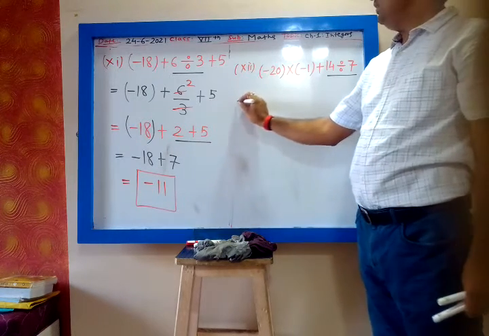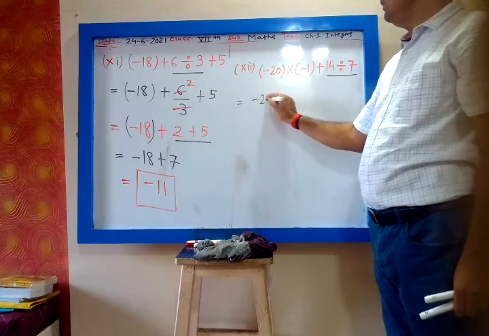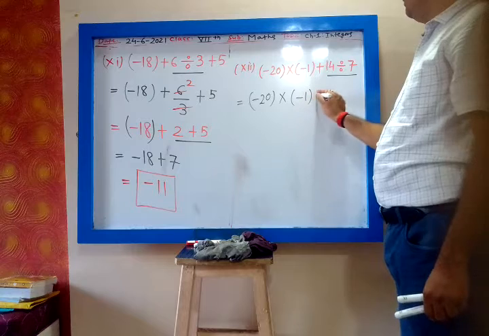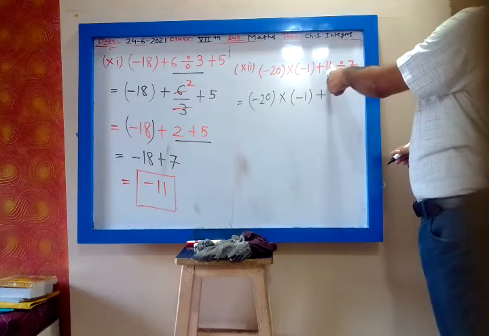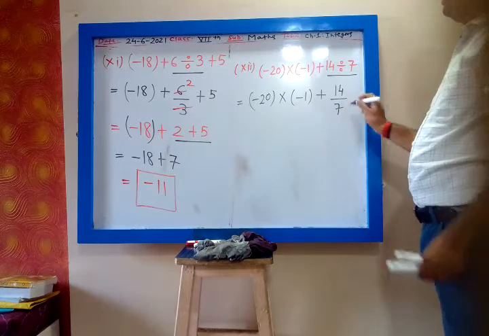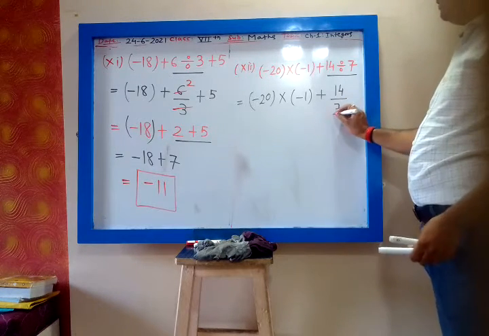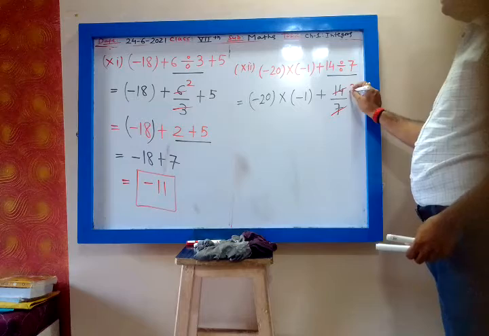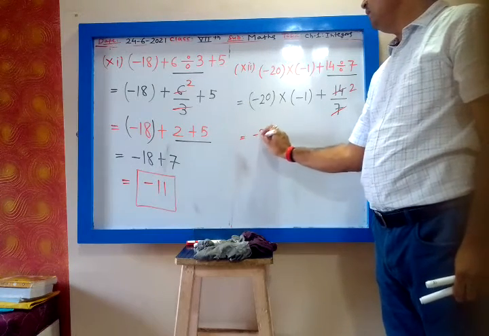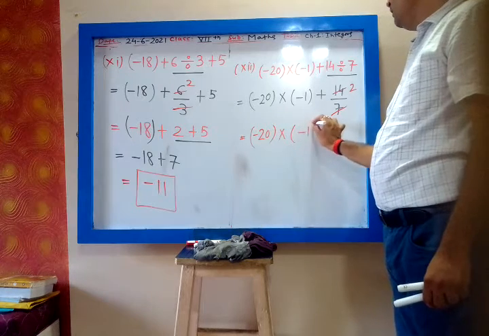So minus 20, other number we keep as it is. Minus 20 into minus 1 plus A divided by B, I can write A upon B, 14 upon 7. Then you can cancel, 7 1 is 7, 7 2 is 14. So next step it will be minus 20 into minus 1 plus 2.